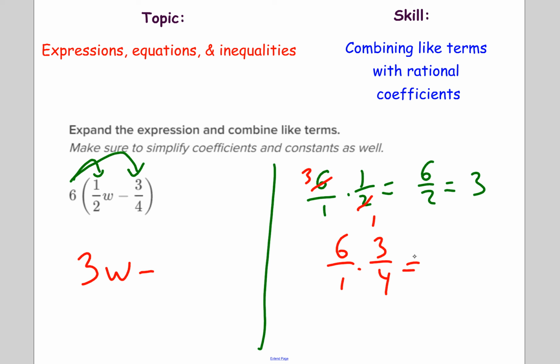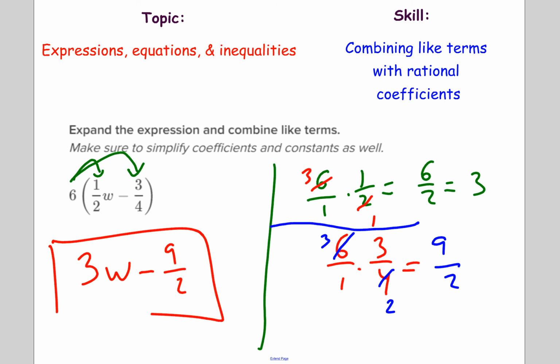So before I multiply, I like to simplify. Well, is there a number that goes into both 6 and 4? Yeah, there is, the number 2. 2 goes into 6 3 times. 2 goes into 4 2 times. So when I multiply across now, 3 times 3 is 9, 1 times 2 is 2. So this is 9 over 2, but we already decided it's negative from before. So minus 9 over 2. There you go. This is a simplified version of that.